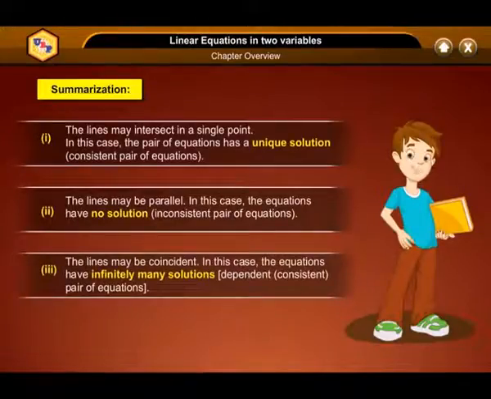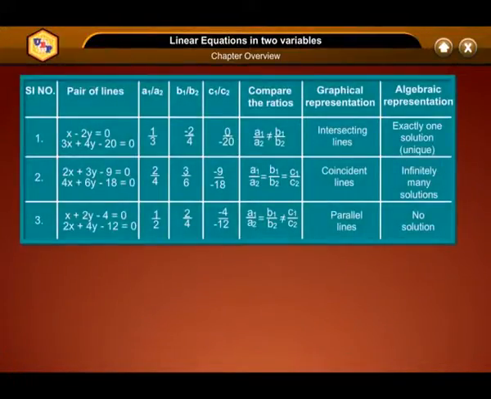The lines may be coincident. In this case, the equations have infinitely many solutions: a dependent, consistent pair of equations. Let us now write down and compare the values of a1 by a2, b1 by b2, and c1 by c2. Here, a1, b1, c1 and a2, b2, c2 denote the coefficients of equations given in the general form in the section.